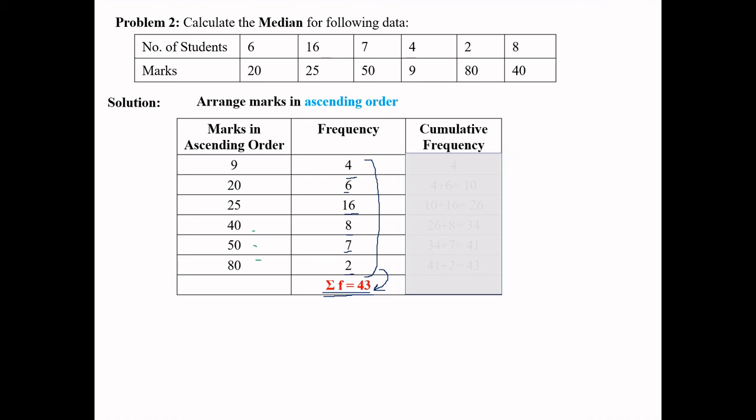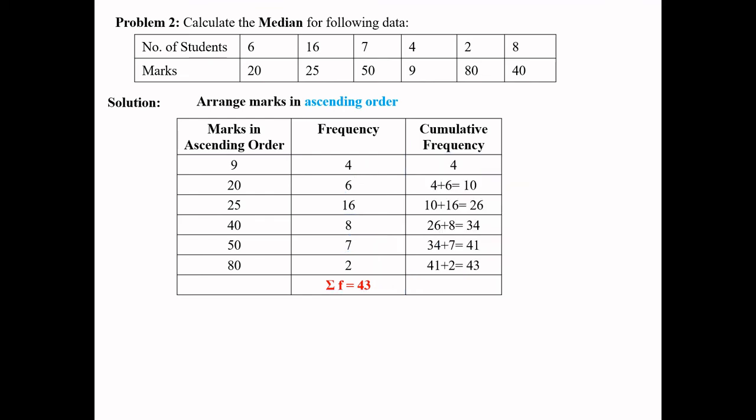Now find out the value of cumulative frequency. Note down the first value of frequency as it is. It is 4. Then add the first two frequencies, and by adding 4 plus 6 it is 10. Then add 10 to the next frequency, 16. So 10 plus 16 is 26.